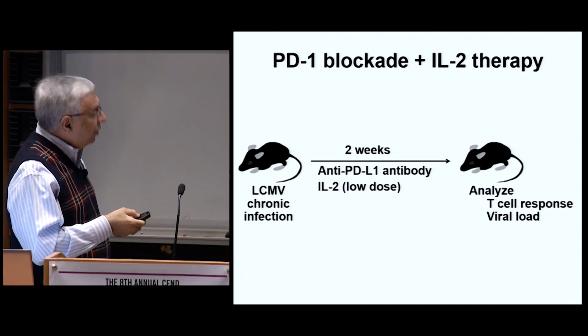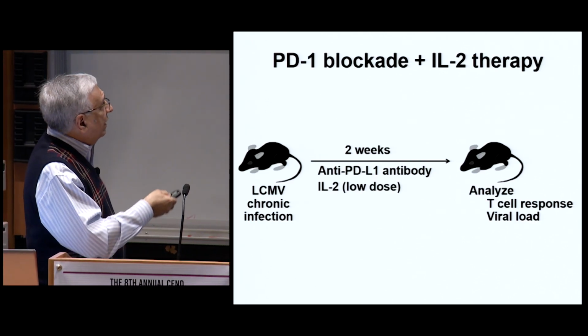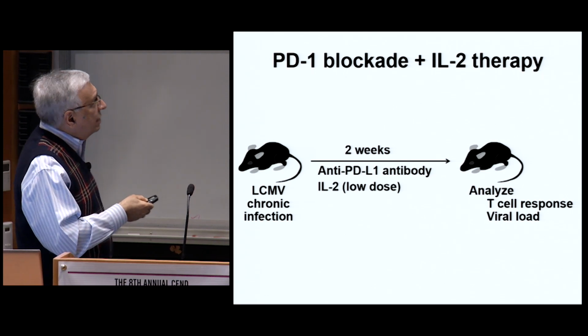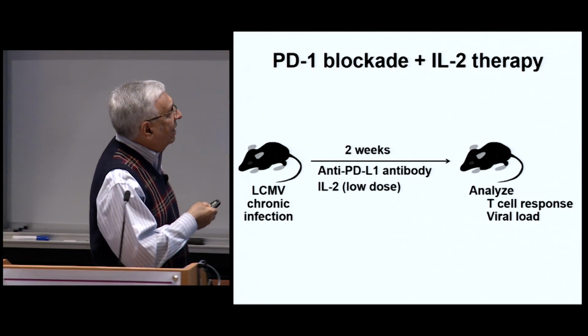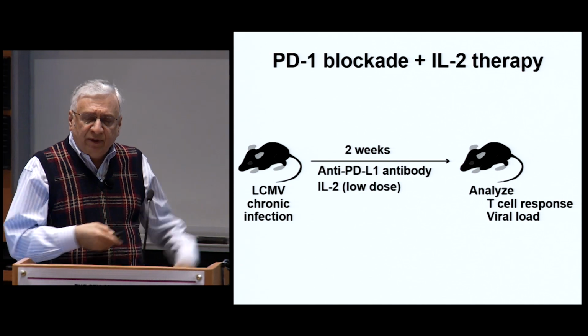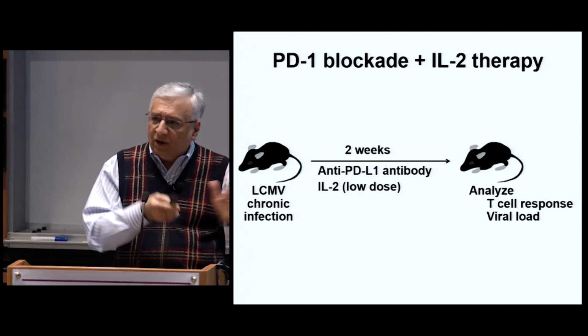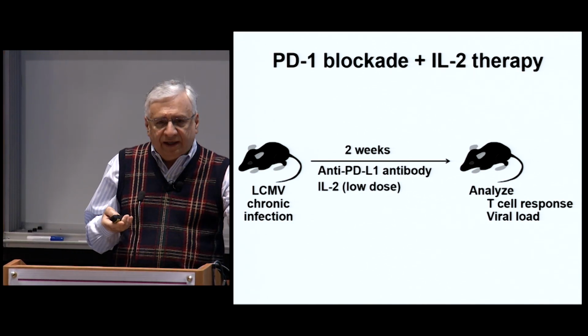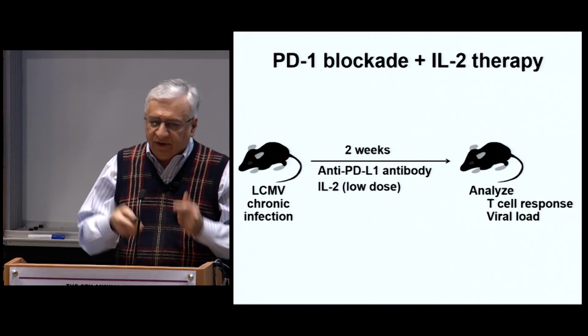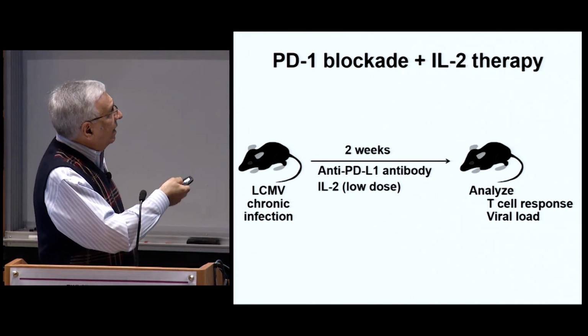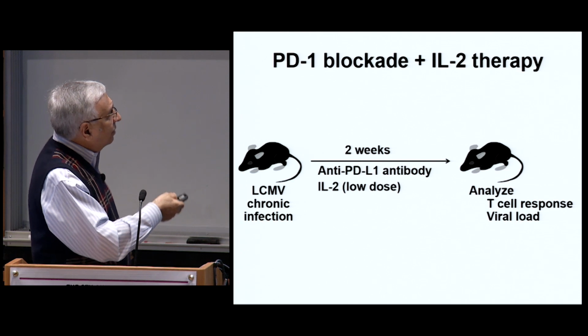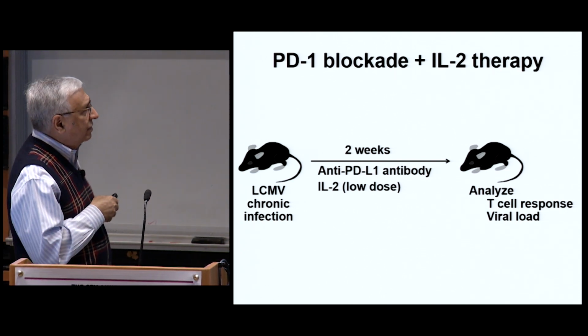So here is the protocol. We have a mouse that's chronically infected with LCMV. And then it's a 2-week regimen where we give either anti-PD-L1 or anti-PD-1. We see the same result, at least in this model, whether we block the ligand or we block the receptor. Very similar results are seen. And then at the same time, low-dose IL-2 was given. This is a collaboration with Kendall Smith.